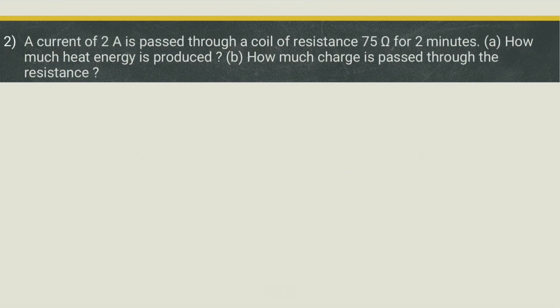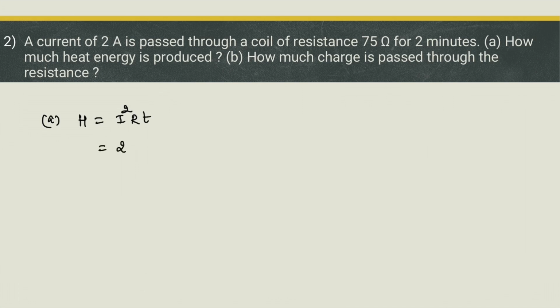Second numerical. A current of 2 ampere is passed through a coil of resistance 75 ohm for 2 minutes. How much heat energy is produced? So for heat energy, here we can use the formula H is equal to I square RT. We know that when current flows through a conductor, some amount of energy is lost in terms of heat. And for that, we can use the formula I square RT.